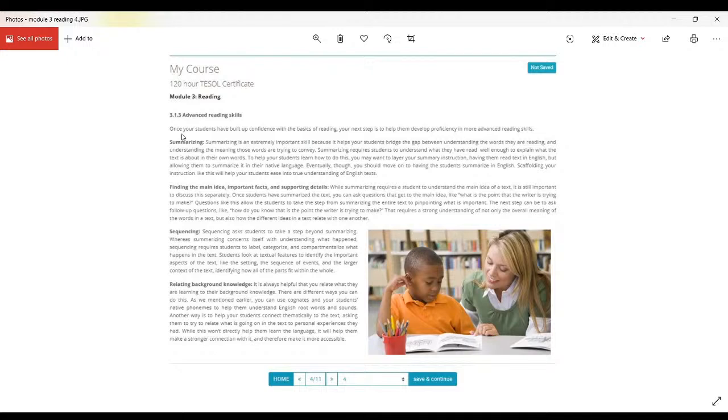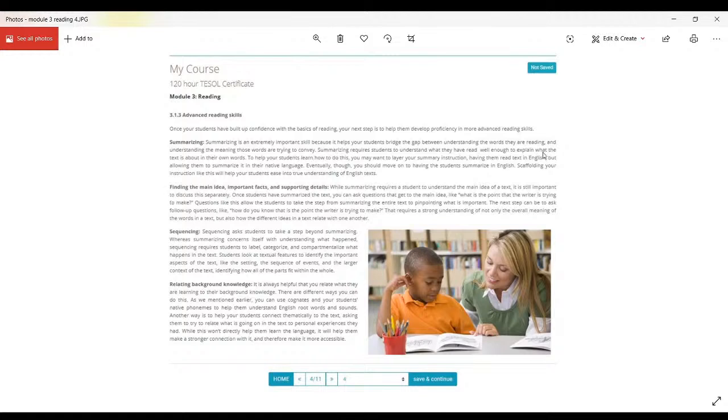3.1.3 Advanced Reading Skills. Once your students have built up confidence with the basics of reading, your next step is to help them develop proficiency in more advanced reading skills. First, summarizing. It is an extremely important skill because it helps your students bridge the gap between understanding the words they are reading and understanding the meaning those words are trying to convey.